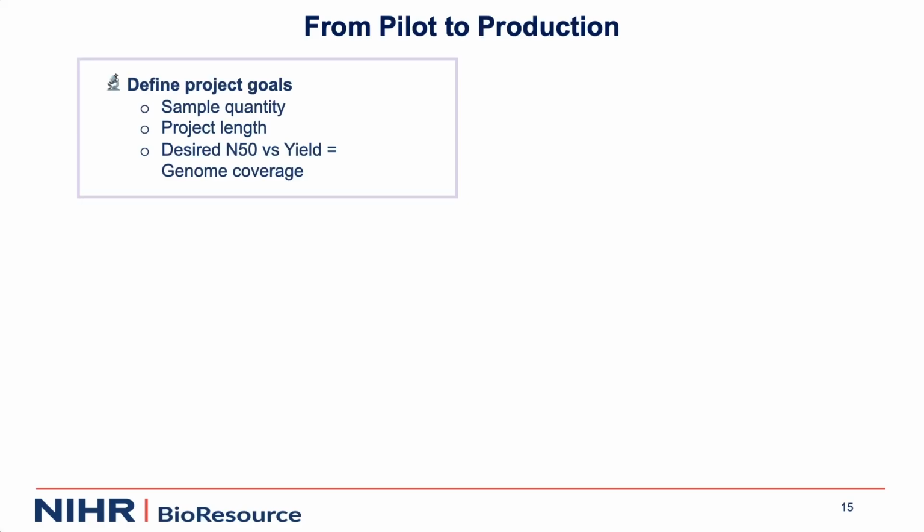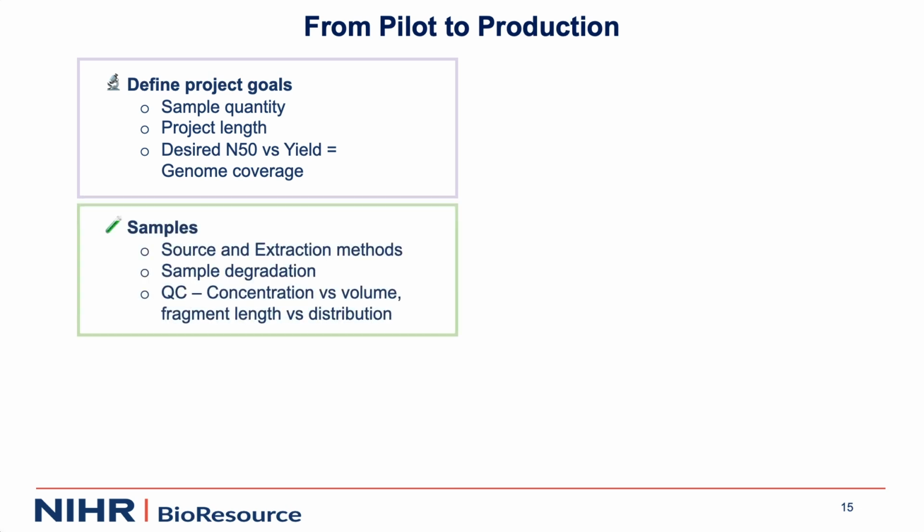and 8 PromethIONs. We started by defining our project goals, and that involved setting realistic expectations early on and balancing our desired N50 with our yield to get the 30x genome coverage that we're looking for. Next, we looked at our samples, and DNA quality drives everything. And this had us looking at our source materials and evaluating the extraction method.